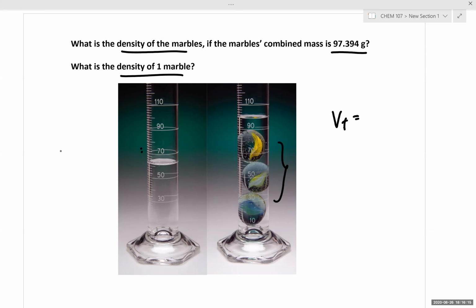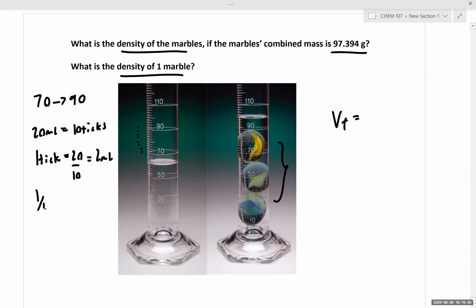Okay, so let's discuss this example. So first we need to figure out the value of a tick. So to go from 70 to 90 takes us 20 mL, which is 10 ticks. Ergo, 1 tick is equal to 20 over 10, which is 2 milliliters. A tenth of a tick then is equal to 2 over 10, or 0.2 milliliters.